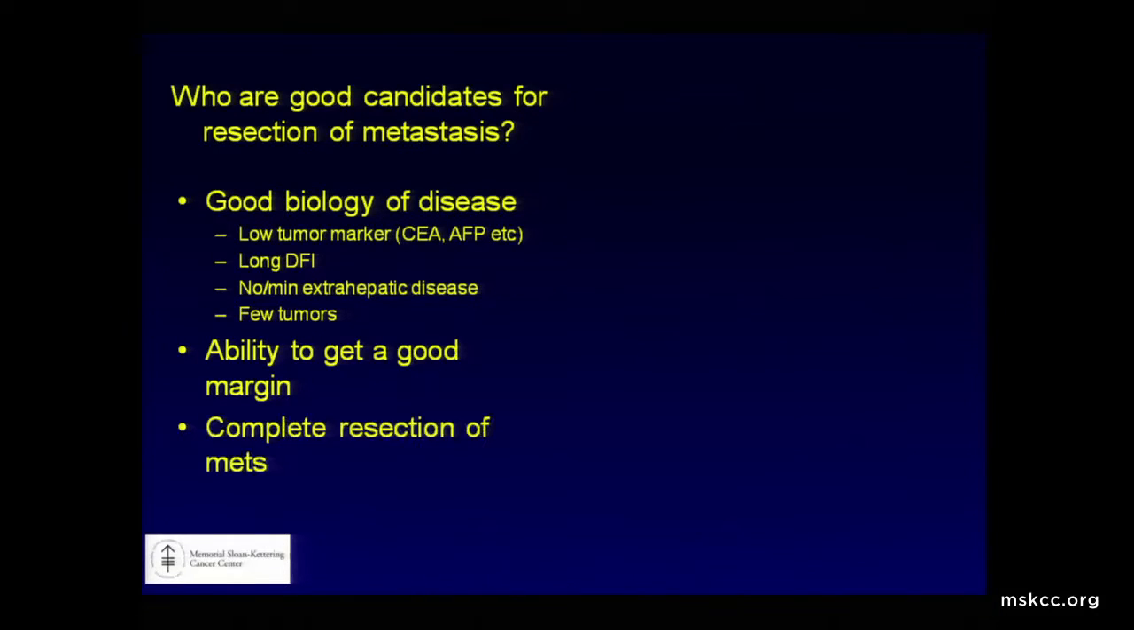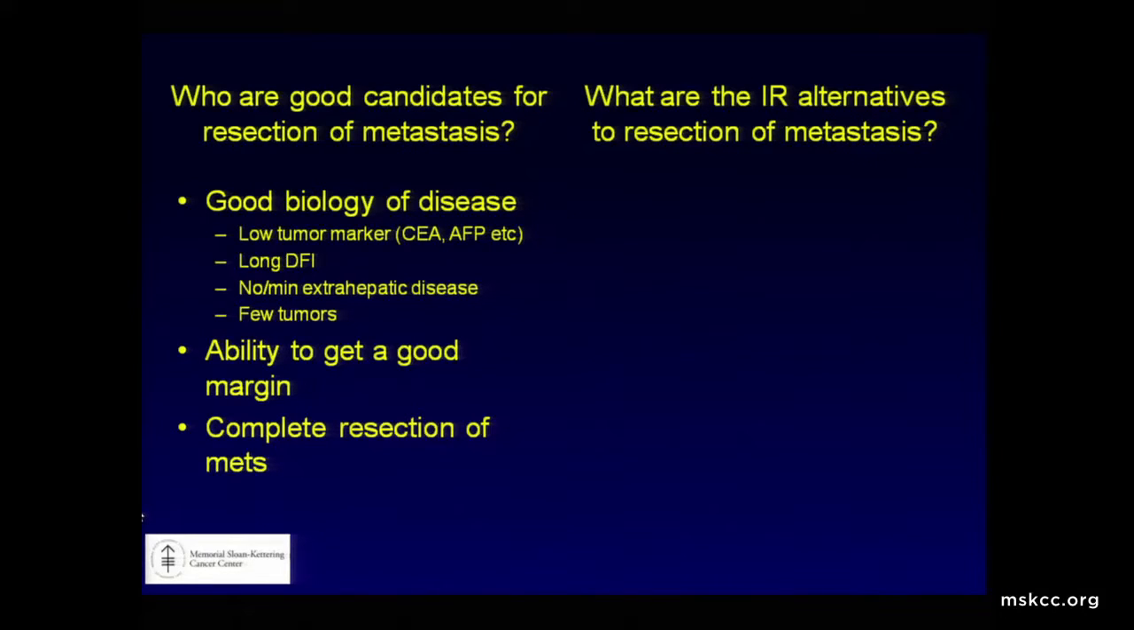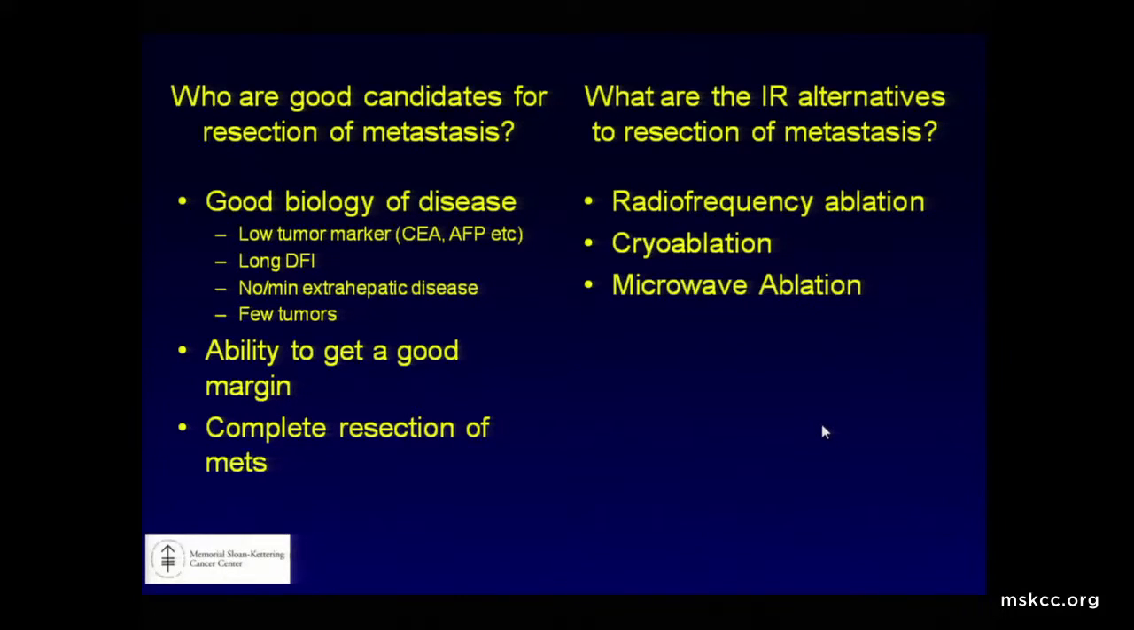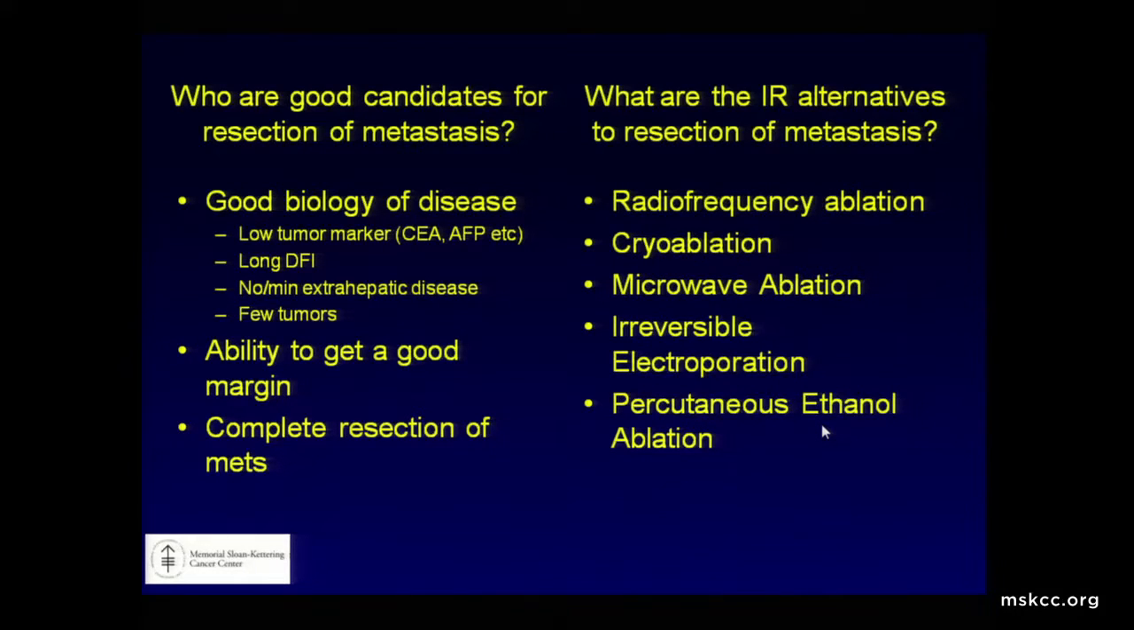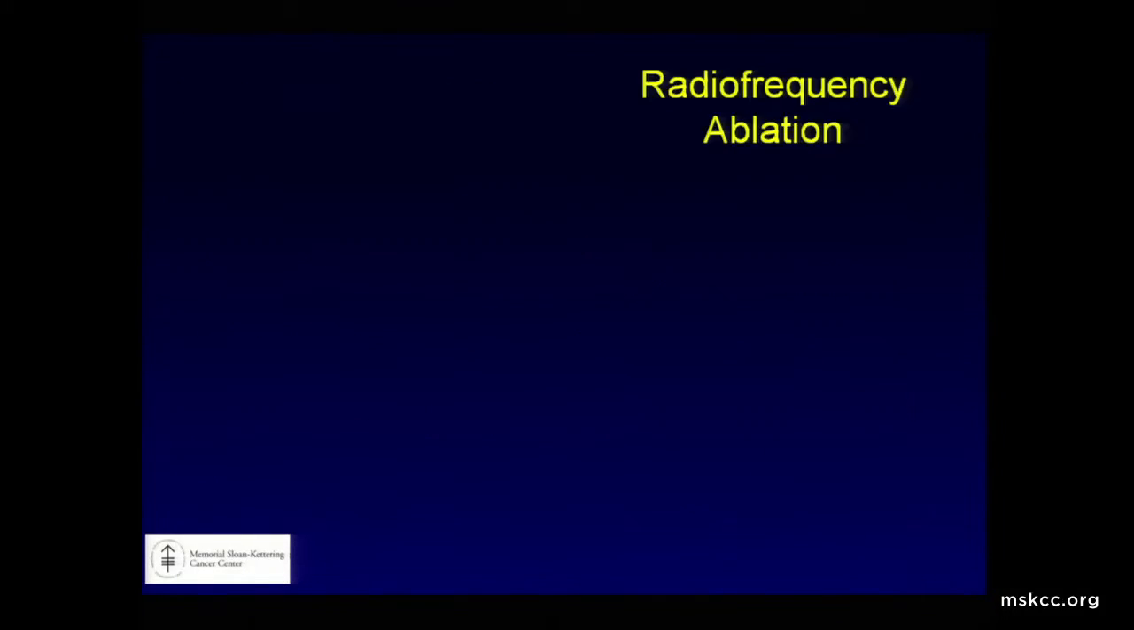So what are the alternatives, given the ability to do a complete resection? What are those interventional radiology alternatives to resection of metastases? Well, we have a few different techniques that are on our smorgasbord here. Radiofrequency ablation, cryoablation, microwave ablation, irreversible electroporation, and percutaneous ethanol ablation. I'm going to talk a little bit about most of these.